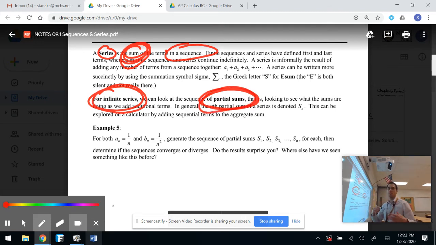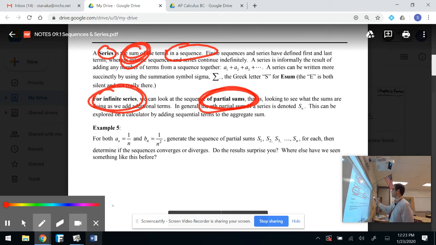We're also going to look at partial sums. We use partial sums sometimes when we want to get a range, if the series converged, what would it converge to? We can't always figure that out, because it goes on forever.